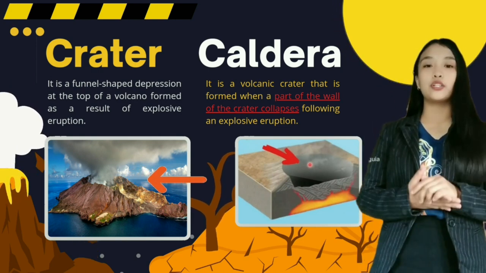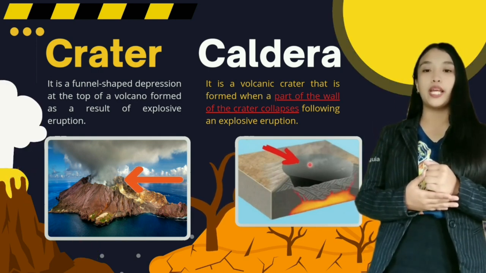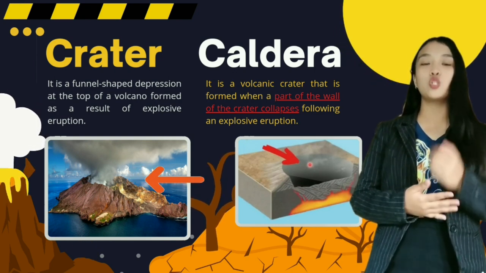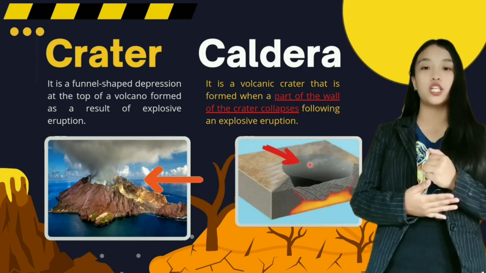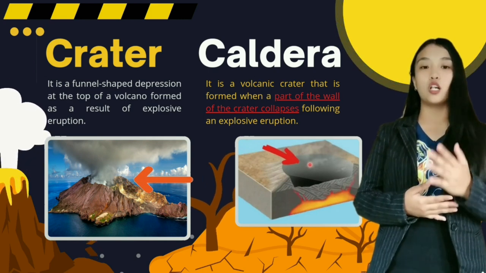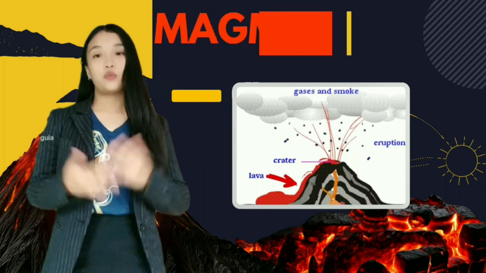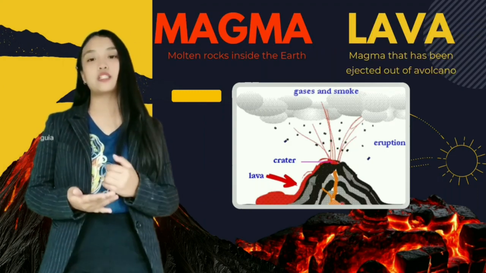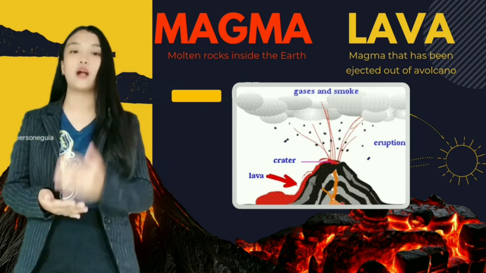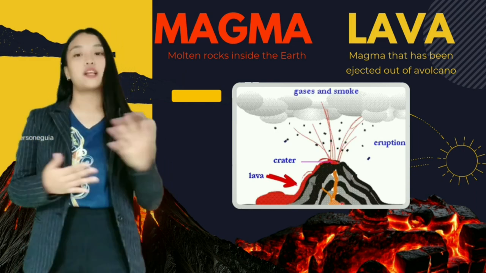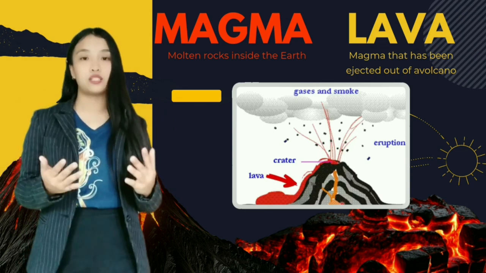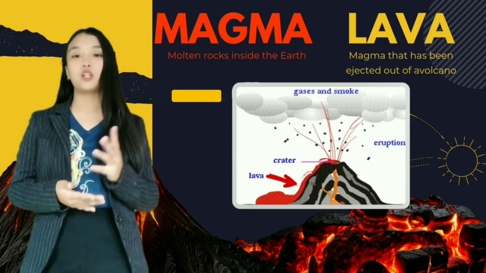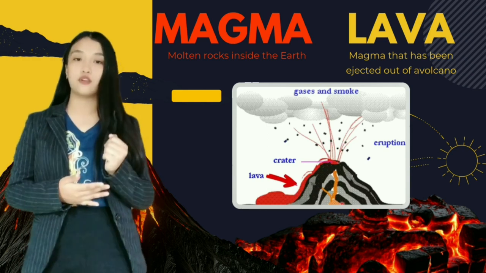A caldera is a volcanic crater that is formed when a part of the wall of the crater collapses following an explosive eruption. A caldera collapse is usually triggered by the emptying of the magma chamber beneath, as the result of a large volcanic eruption. When we say magma, it is a hot fluid or semi-fluid material below or within the Earth's crust that is usually made from the molten rocks inside the Earth. When the magma is ejected out of a volcano, it is now called lava. Lava is an Italian word which means to slide, which is what molten rocks do once they reach the surface.